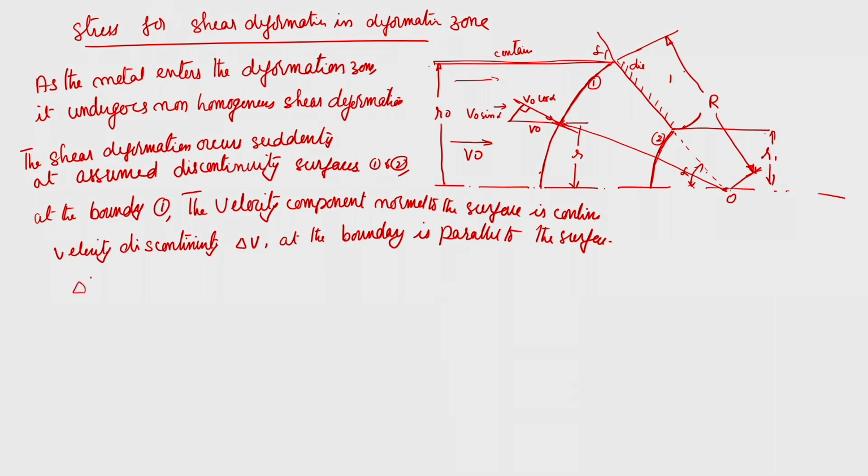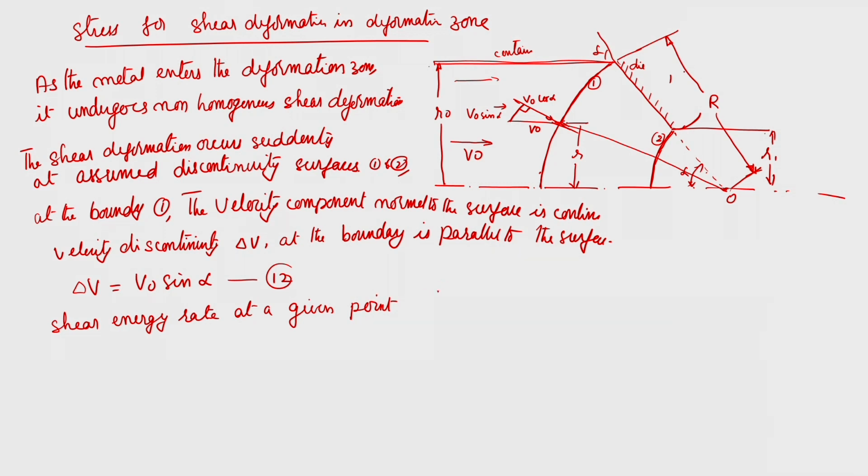So, we can say that delta V is equal to V 0 sin alpha, maybe equation 12. Whenever it is crossing this boundary, there is going to be a shear energy, right. The shear energy rate, depending upon the velocity, at a given point on the surface.